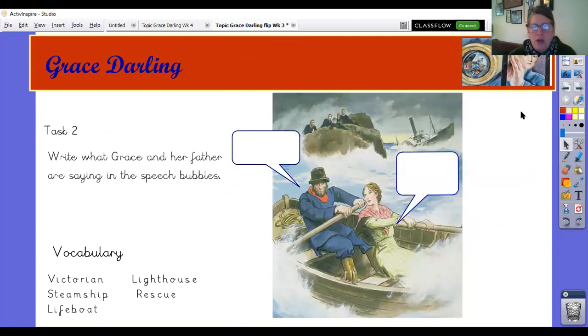Now we've got task 2. Have a look at this picture. This is another picture done of Grace Darling and her father. What do you imagine that Grace and her father were saying to each other? You could copy the drawing, do a little drawing yourself and do some speech bubbles and write what you might be saying there. Or if you liked, you could just write 2 sentences and you could say, Father is saying this, and on the next sentence, Grace is saying this. So you don't have to do the drawing, but you might like to.